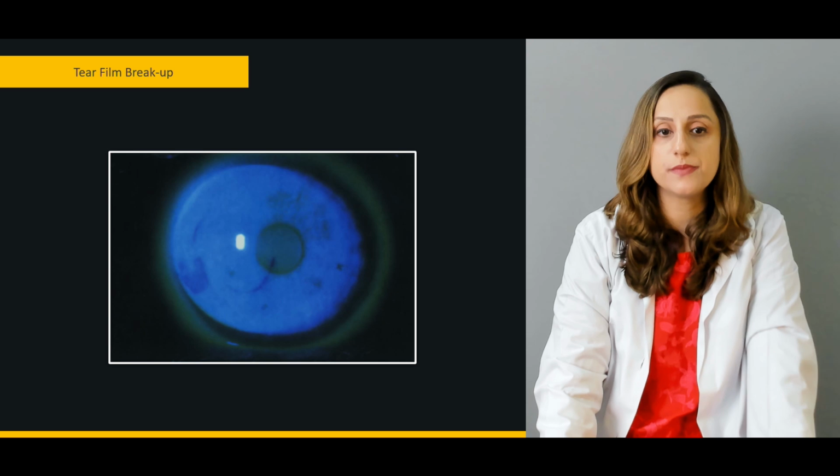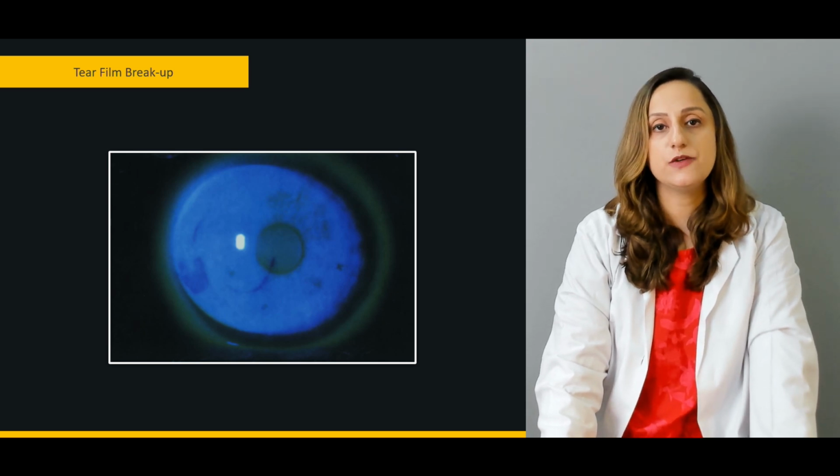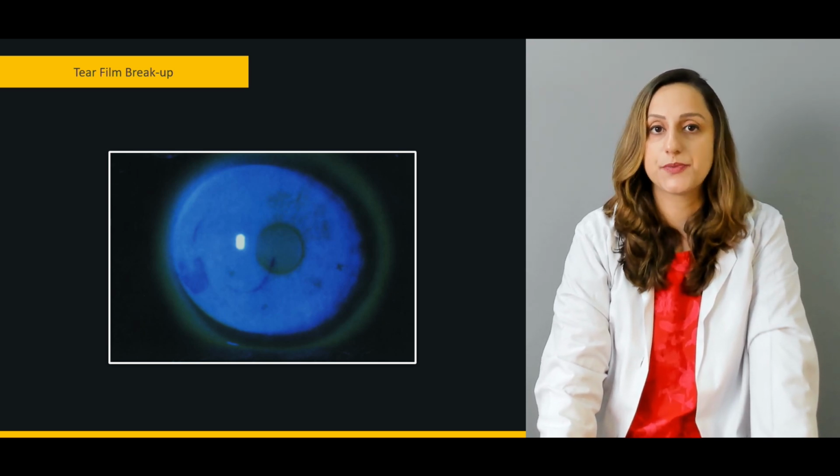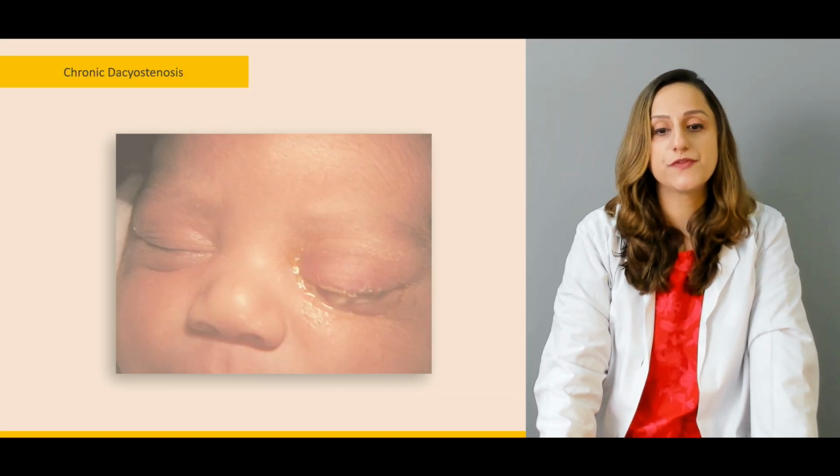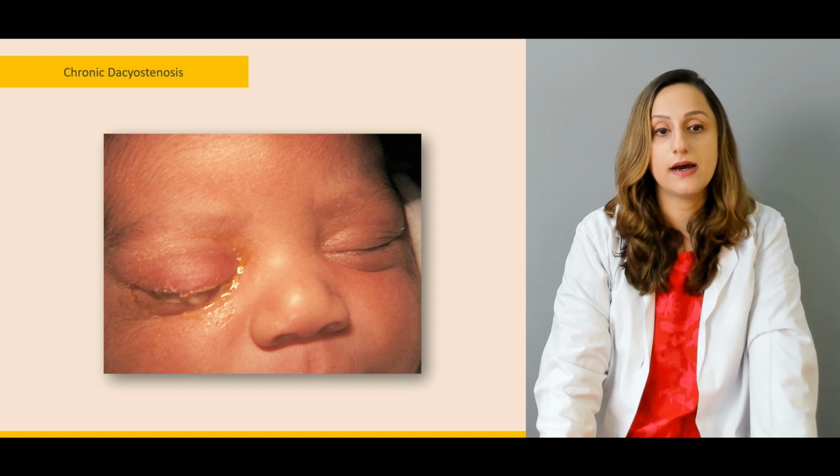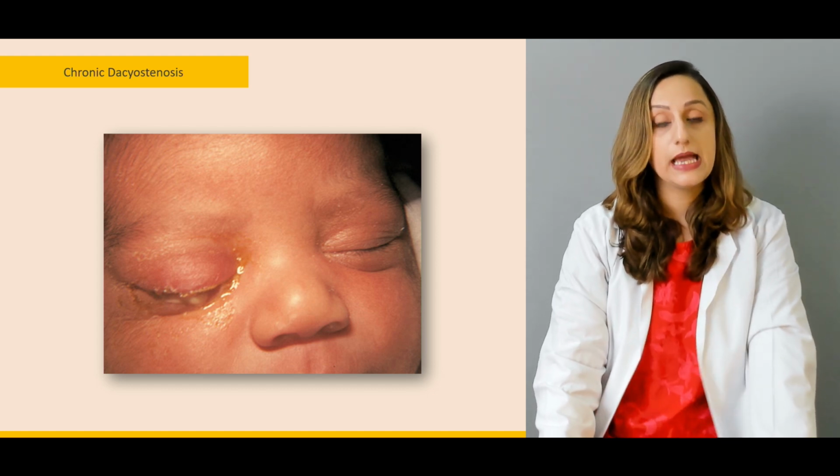So there can be cases of metastasis that are observed in a lot of cases. Then we perform the tear film breakup. This is one of the tests being performed just to check the functionality of the lacrimal gland apparatus. Again, we can observe the cases of chronic dacryostenosis.